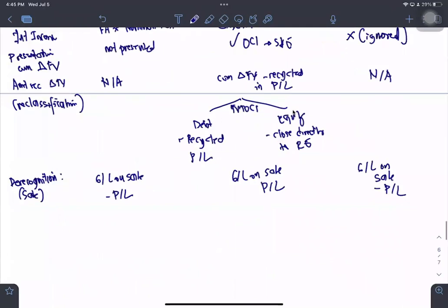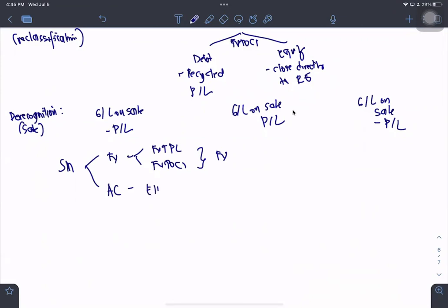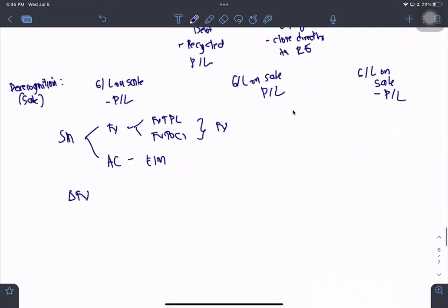Now, generally, I don't have any problem as to your subsequent measurement. Why? Because it's quite easy. For items of fair value, which is FVTPL and FVTOCI, it is always measured at fair value. While for amortized cost, it will be measured using your effective interest method. The main issue here is the changes in fair value. So the changes in your fair value applies to FVTPL and FVTOCI.